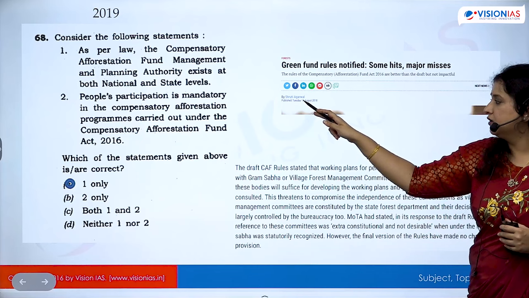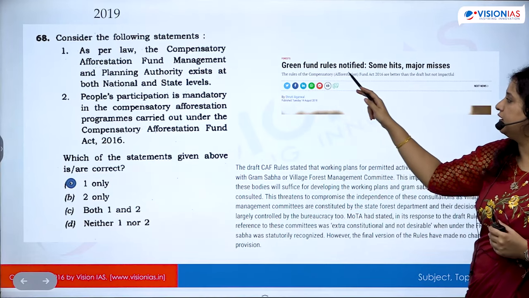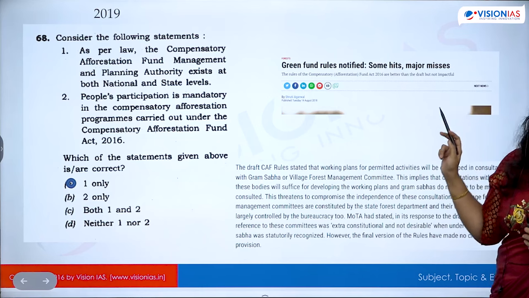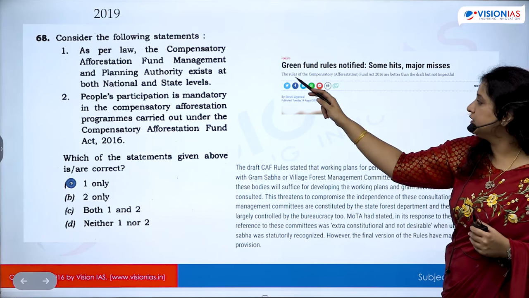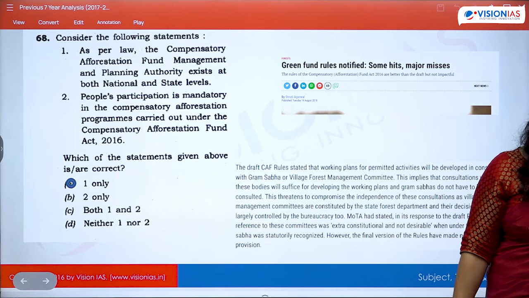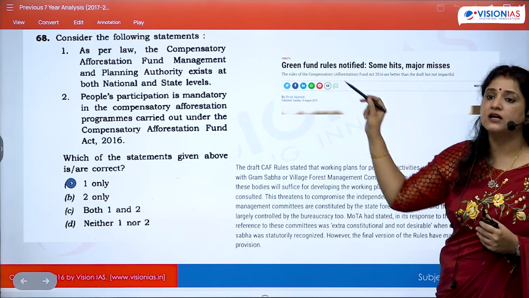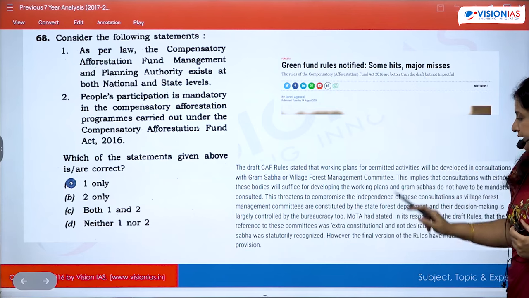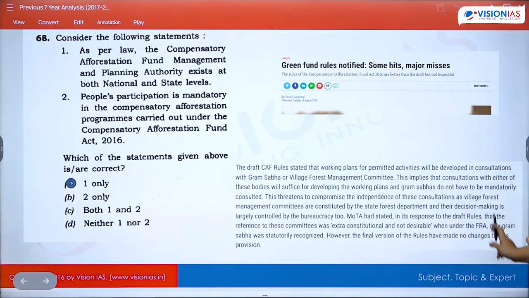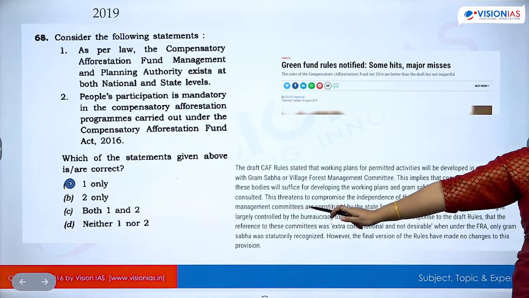Again, on 14th August 2018, there was an article related to Green Fund rules notified, some hits, some major misses. This particular article deals with how the rules of the Compensatory Afforestation Fund Act are better than the draft but not impactful. This Down to Earth article is analyzing the rules which came about. And in this article, it is written that consultations with either of these bodies will suffice for developing the working plans, and Gram Sabhas do not have to be mandatorily consulted.